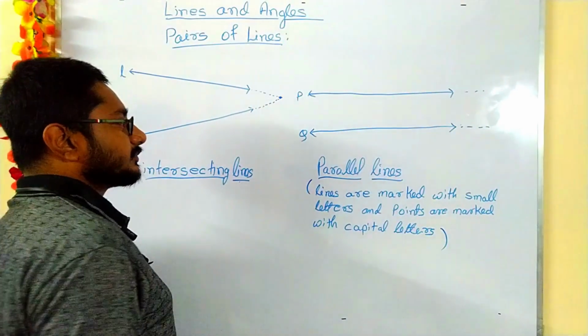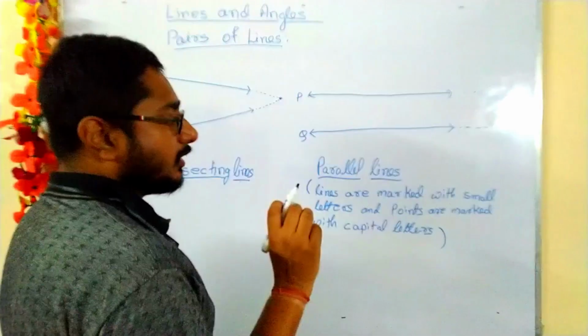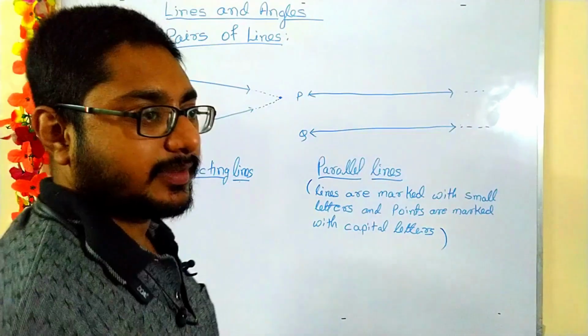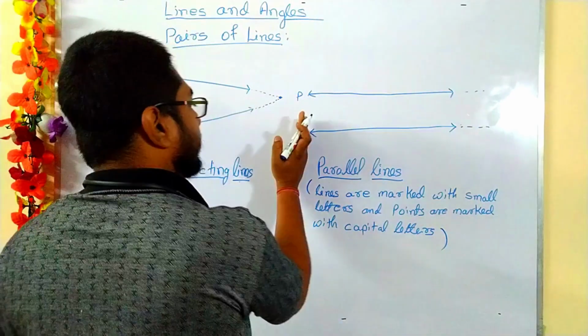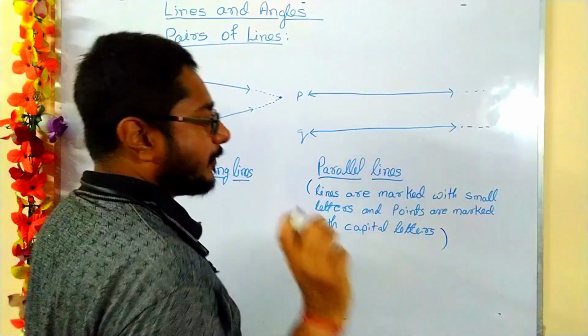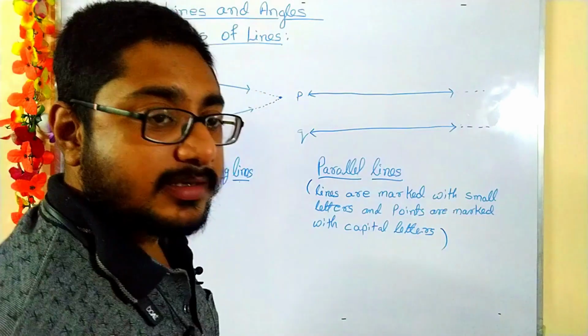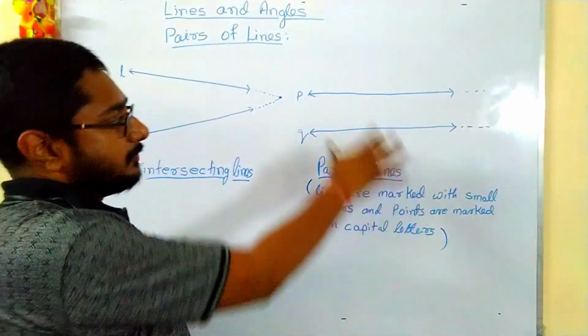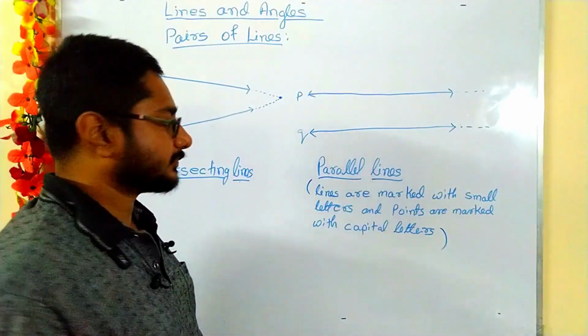Now remember, the names of lines we write in small letters, and names of points we write in capital letters. Hope this part is clear to you.